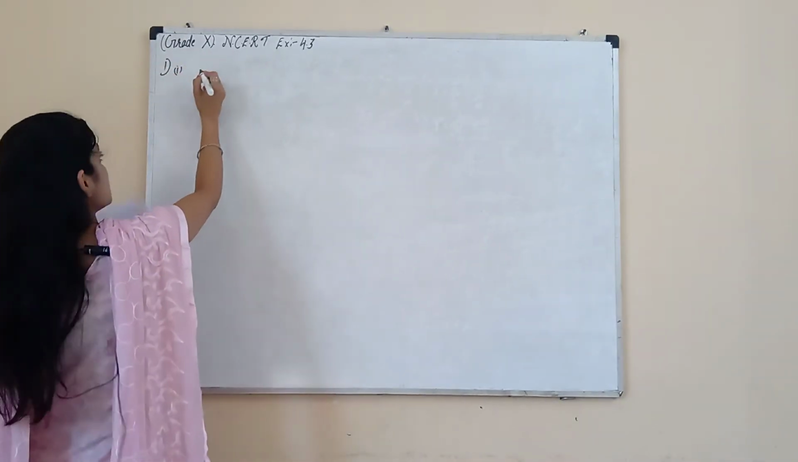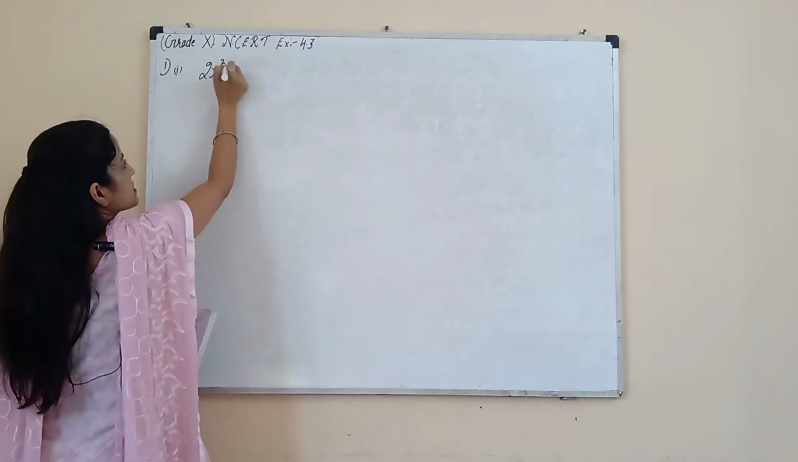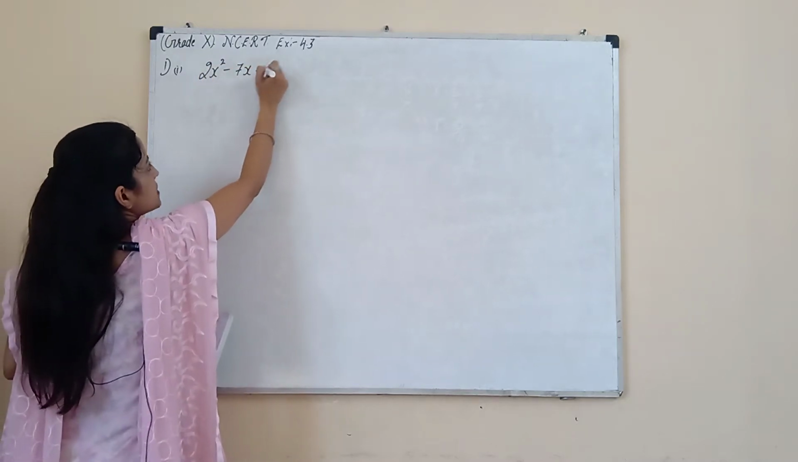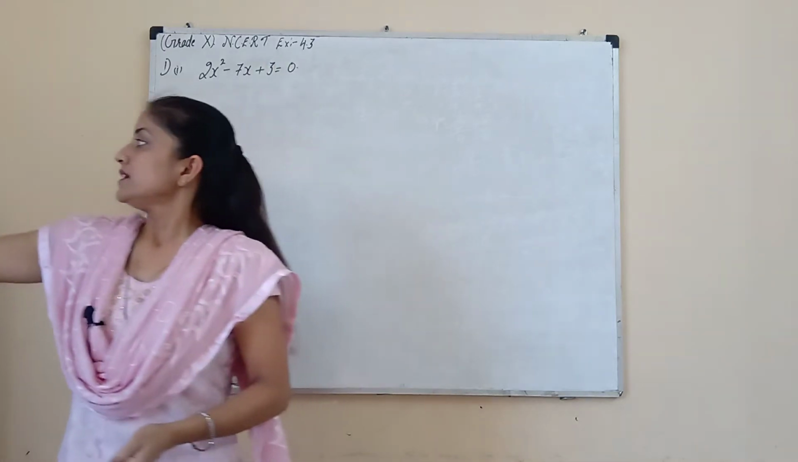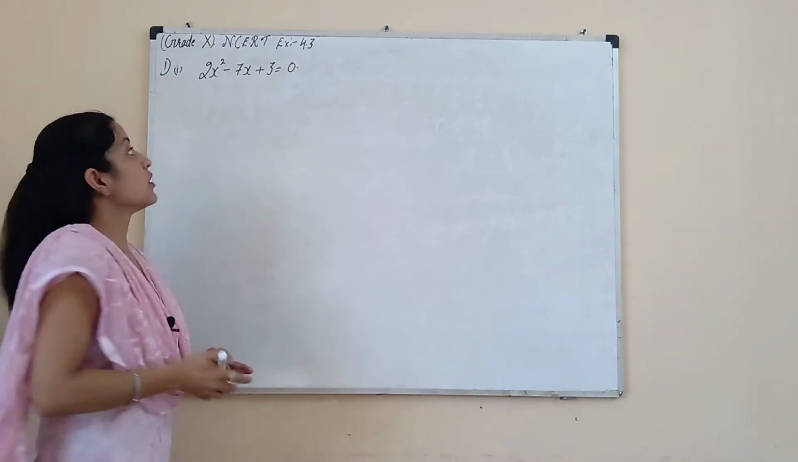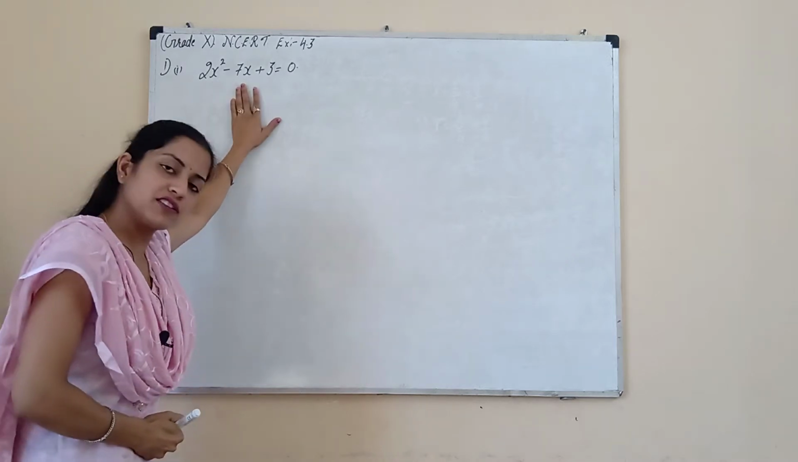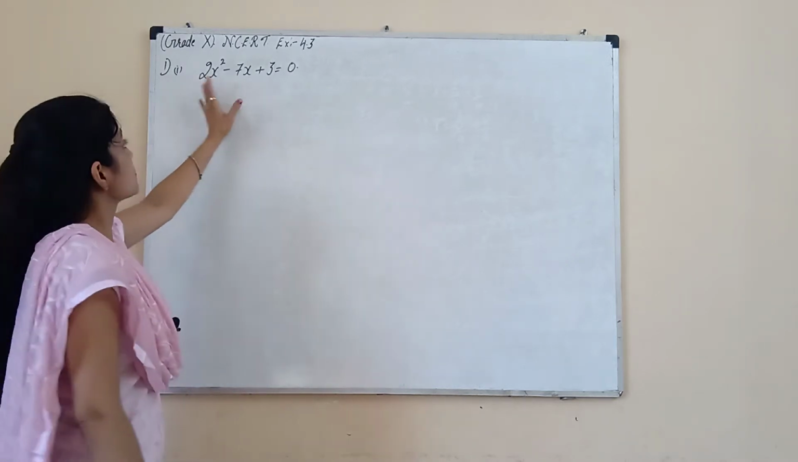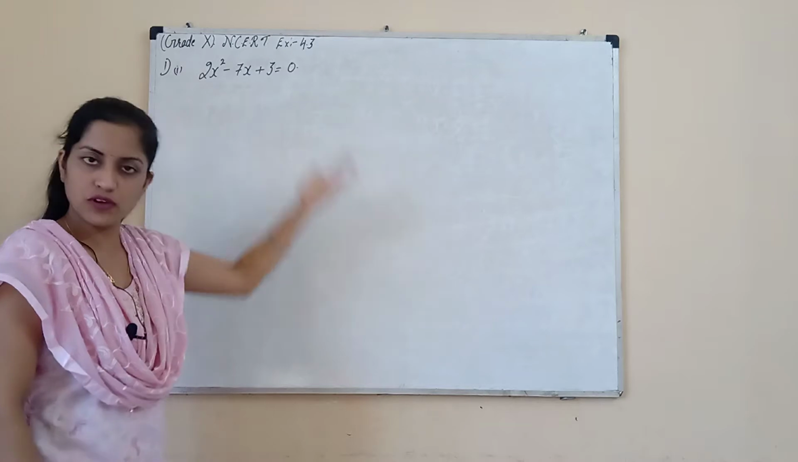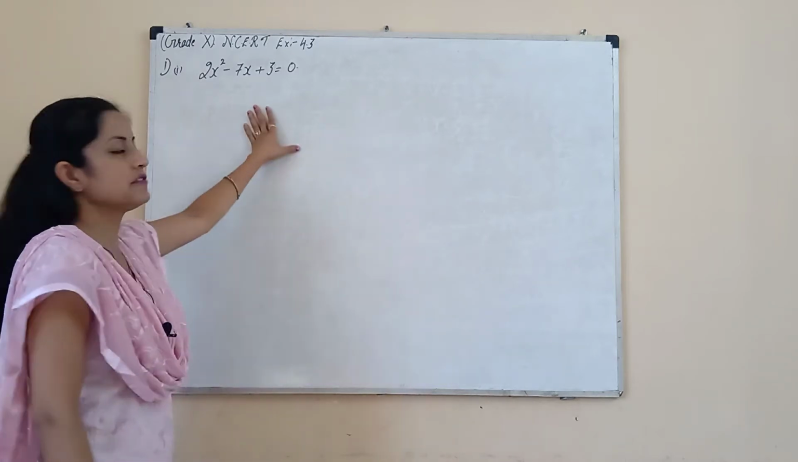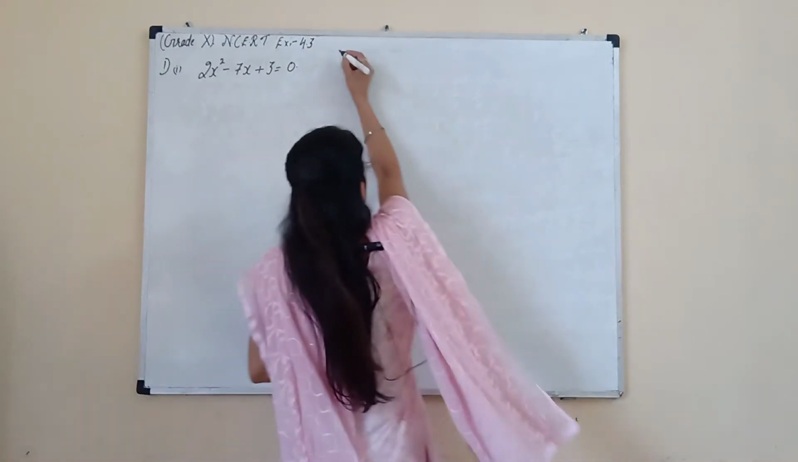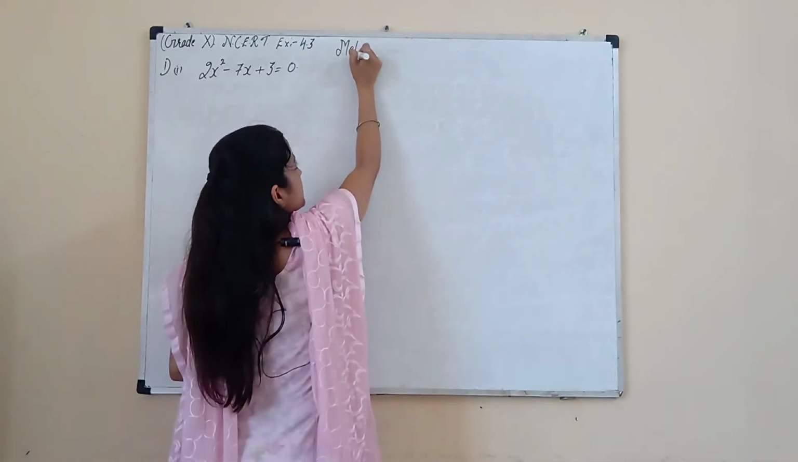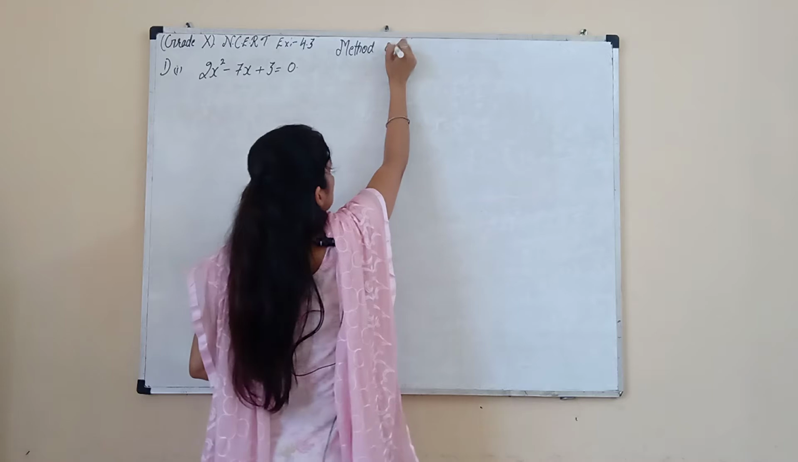Its first part is given equation is 2x square minus 7x plus 3 is equal to 0. This is the given equation. We have to use the method of completing the square for finding the roots of x. Means we have to find the values of x by using the method of completing the square. So first of all, this is the method of completing the square.